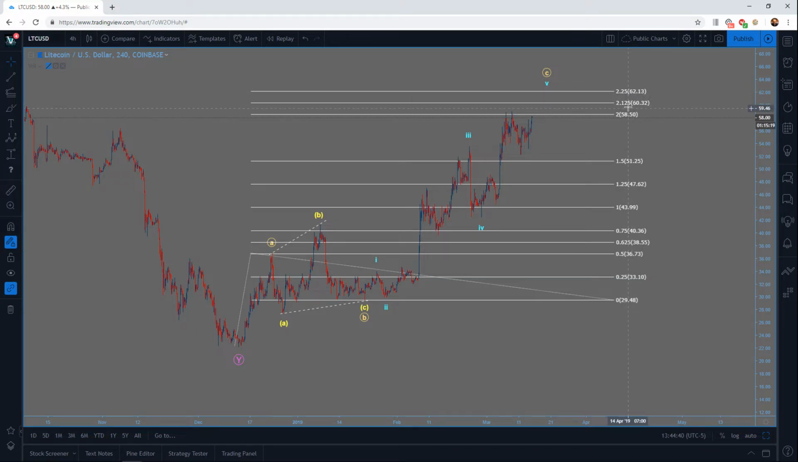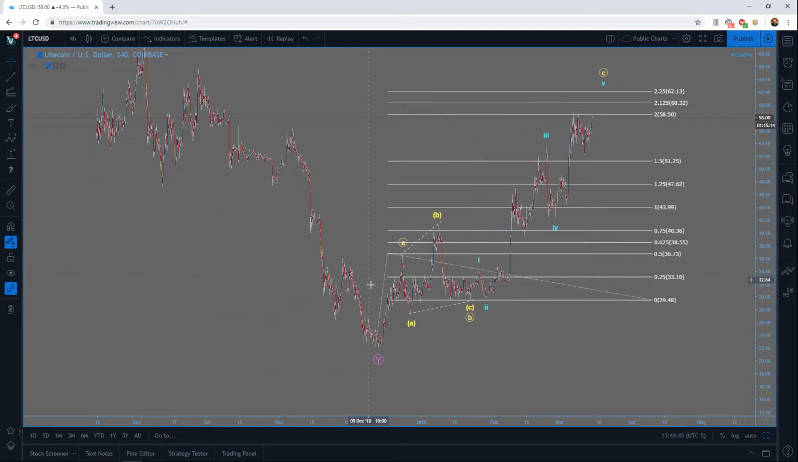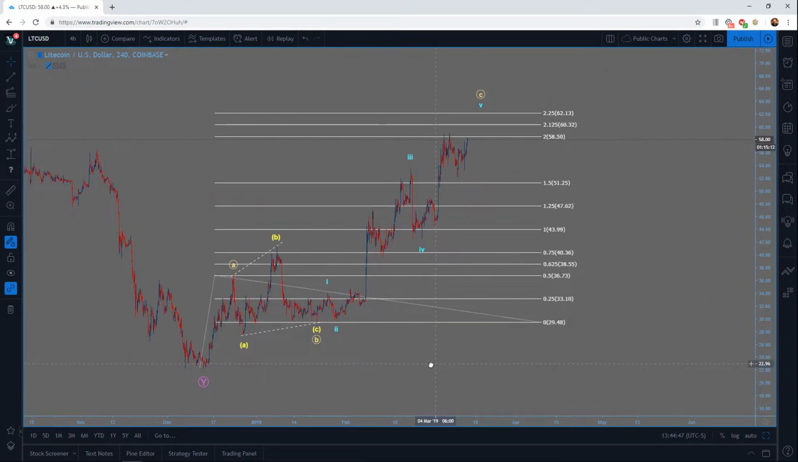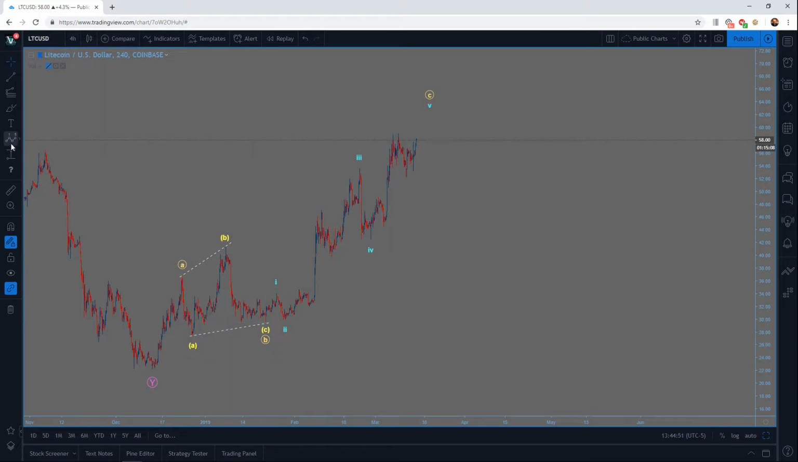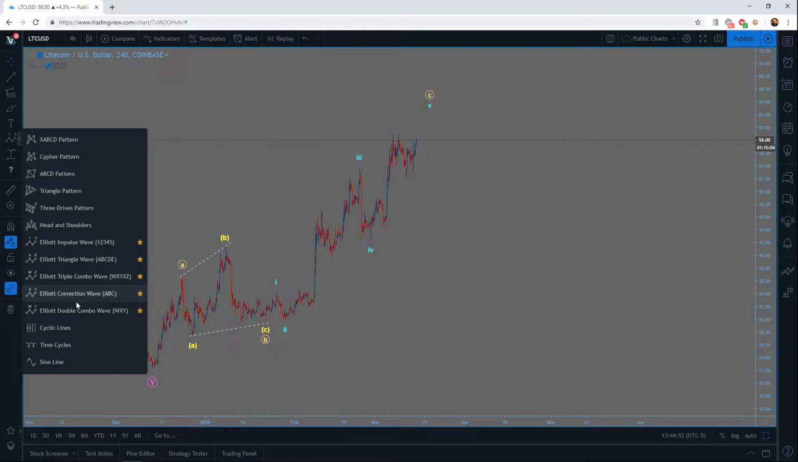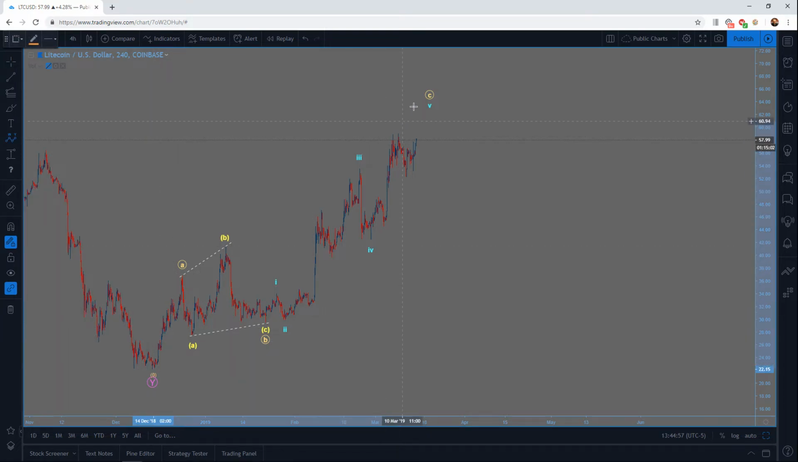The 2.25 and 2.125 extensions at 60 to 62 bucks. I expect to top out there. After completion of that top, what does that make this move? In my opinion, I'm expecting this to be a W move, W wave, followed by an X and a Y.